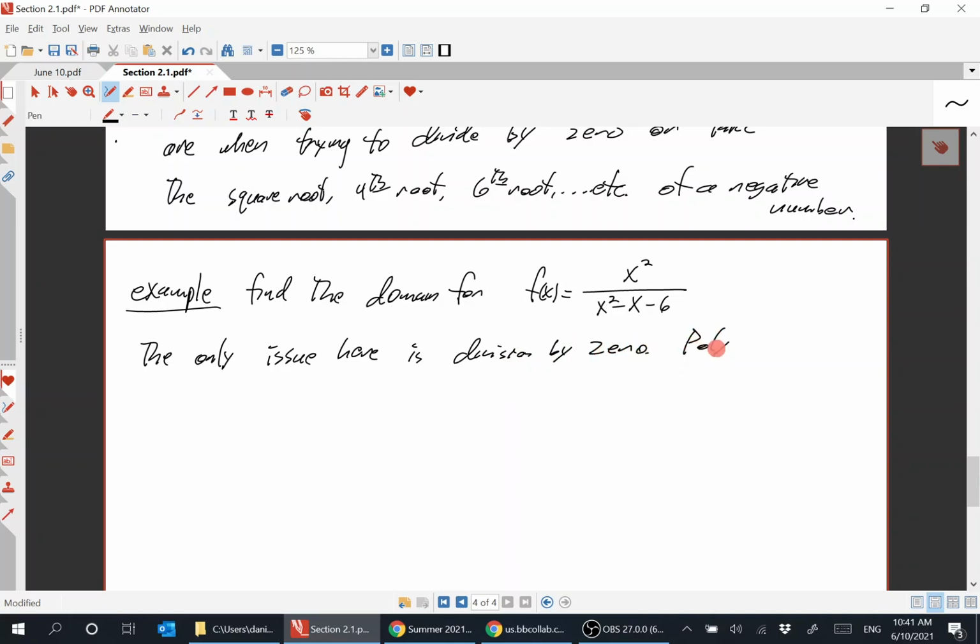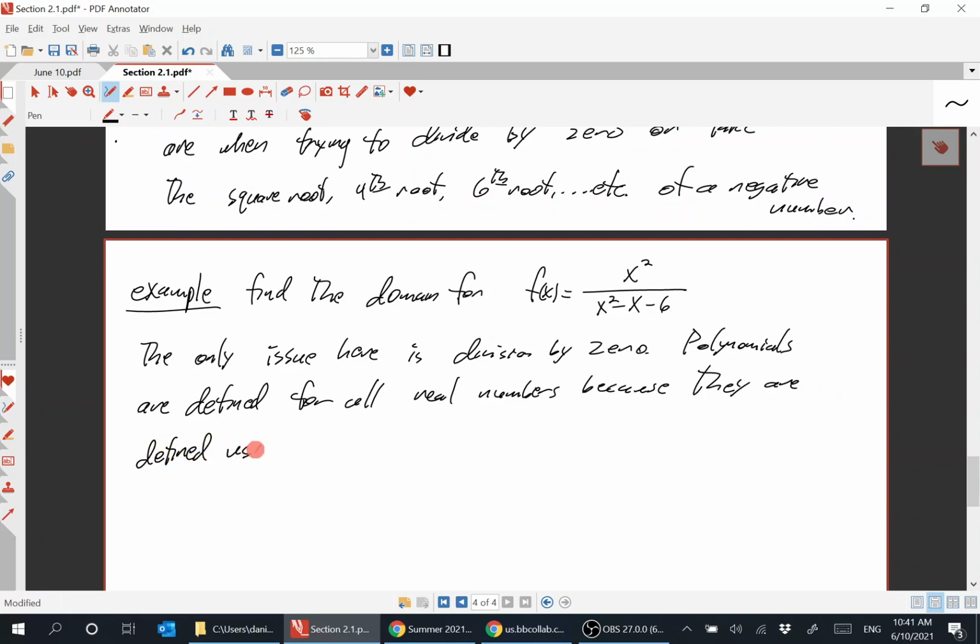Right? Polynomials are defined for all real numbers because they are defined using only multiplication, addition, and subtraction. Nothing beyond that, right, with a polynomial.